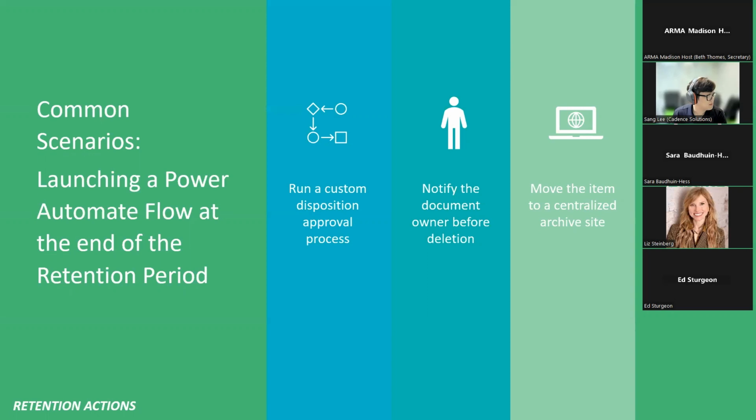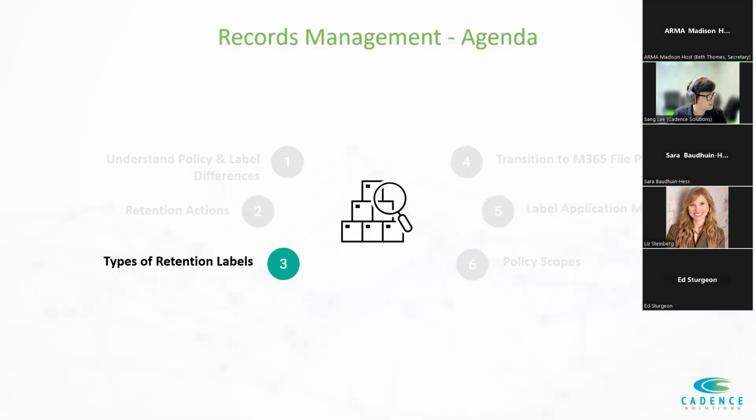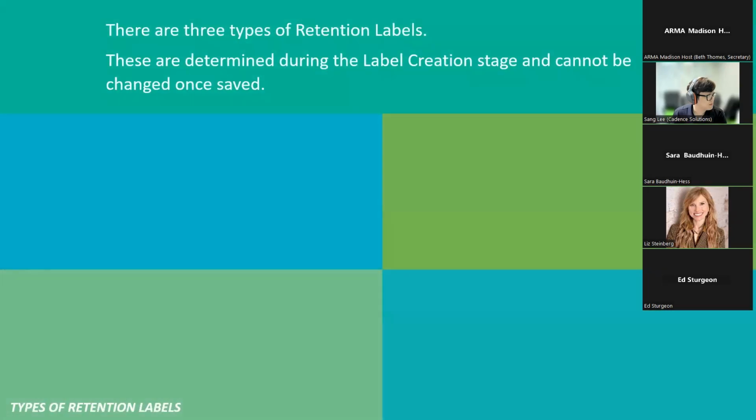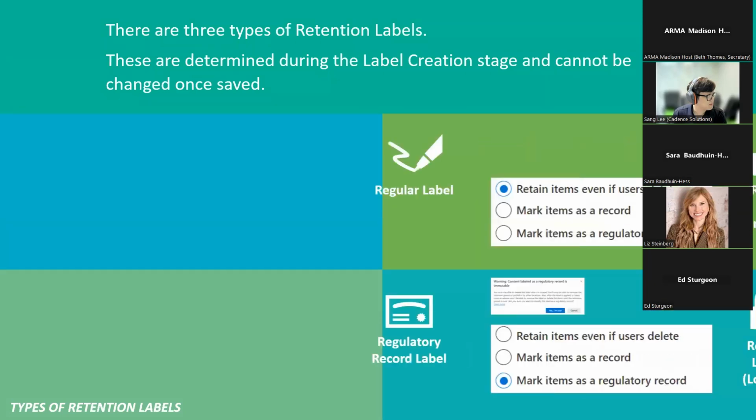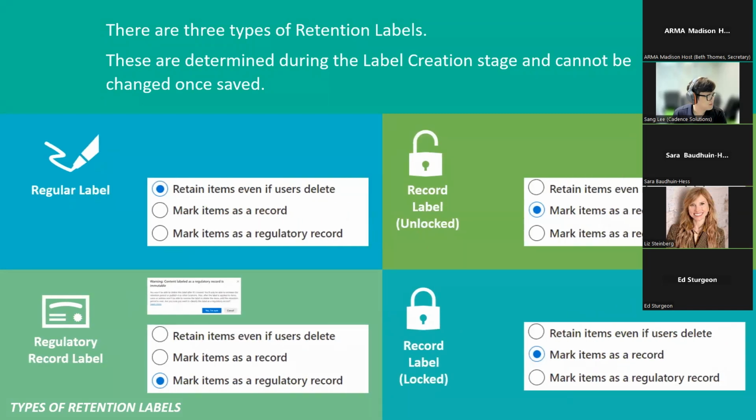So that's pretty awesome. Now, last but not least, we're going to talk about the different types of retention labels in Microsoft Purview. So now, number 3. There are 3 different types of retention labels, and we cannot change what type of label it is after the creation stage. So we have to make sure that we create the labels right.